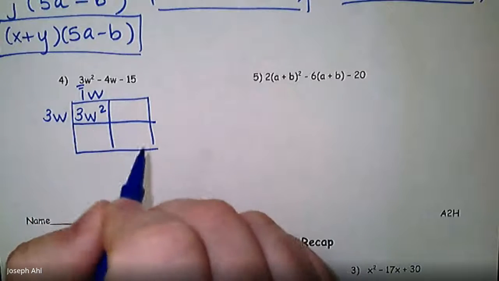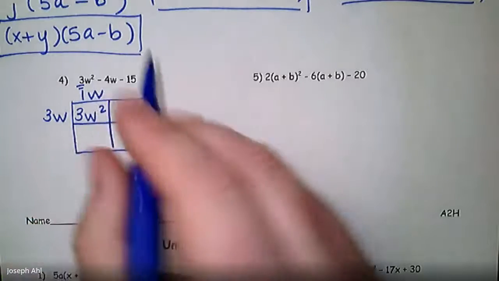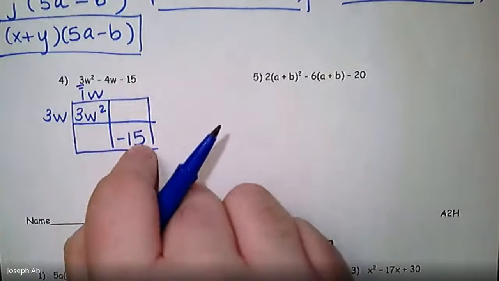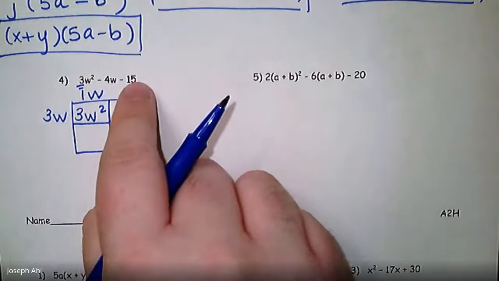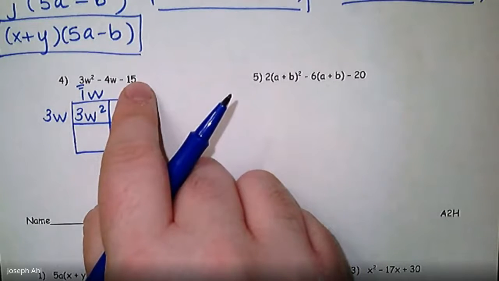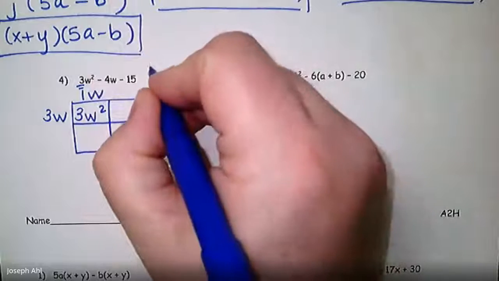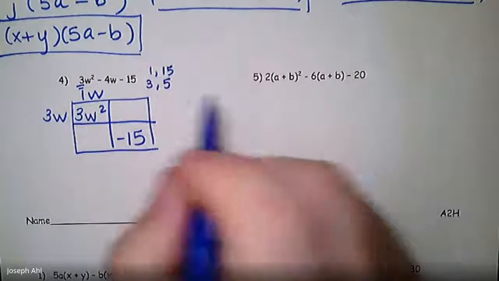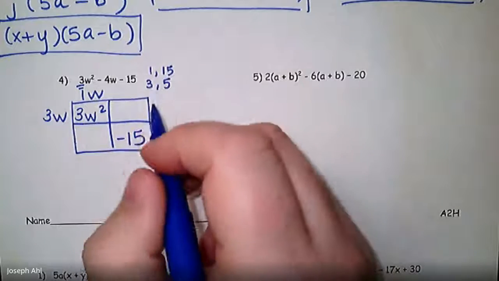And if you know anything about box method, when you multiply to get this trinomial here, we know that the values that I pick here and here have to multiply to give you negative 15, which is the last term of the trinomial. So to get negative 15, it's some combination of 1 and 15, or it could be 3 and 5, where one of them's positive, one of them's negative.